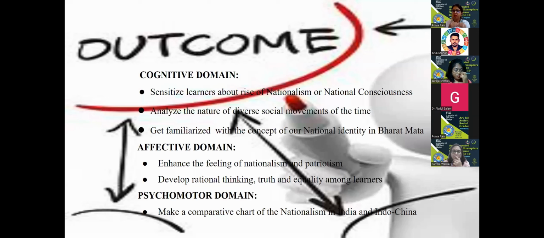There are three domains I have noted down. Cognitive domain: sensitize the learner about the rise of nationalism or national consciousness, analyze the nature of diverse social movements of the time, get familiarized with the concept of national identity in Bharat Mata. In the affective domain, they can enhance the feeling of nationalism and patriotism, developing rational thinking, truth, and equality among learners. In the psychomotor domain, they can make a comparative chart of nationalism in India and Indo-China.